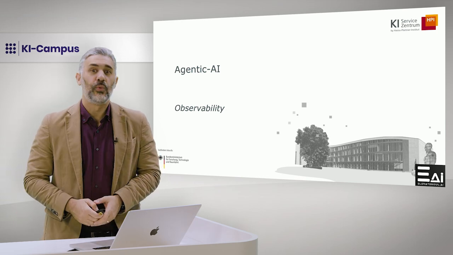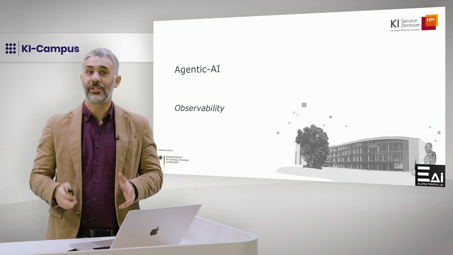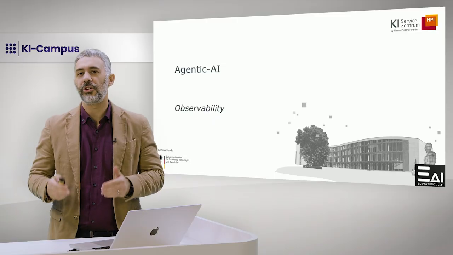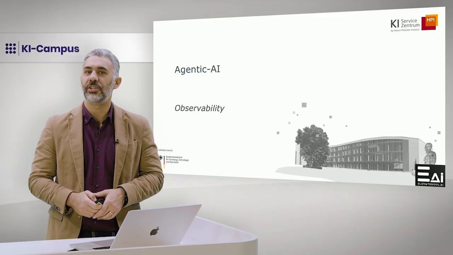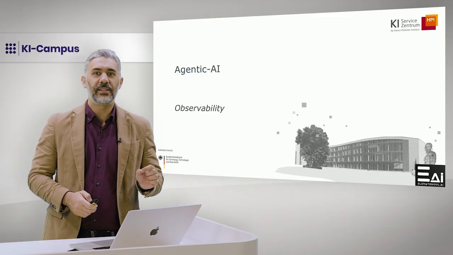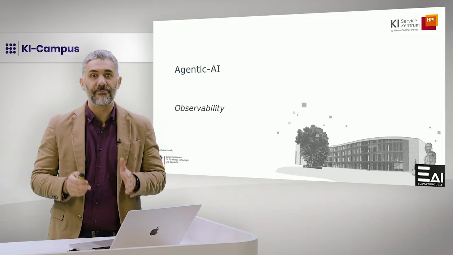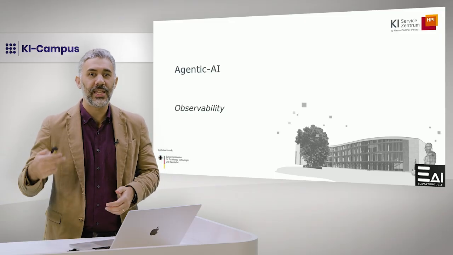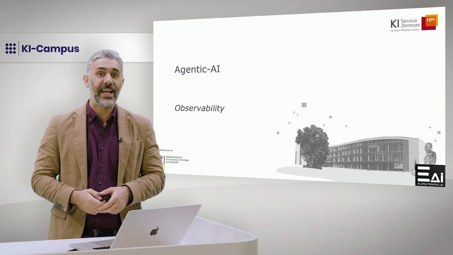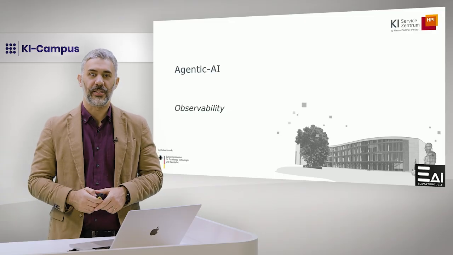In the last video, we explored evals, structured tests that help us measure and improve the behavior of agentic AI systems. But evals only work if we have good visibility into what the agent actually did. And that's where observability comes in.